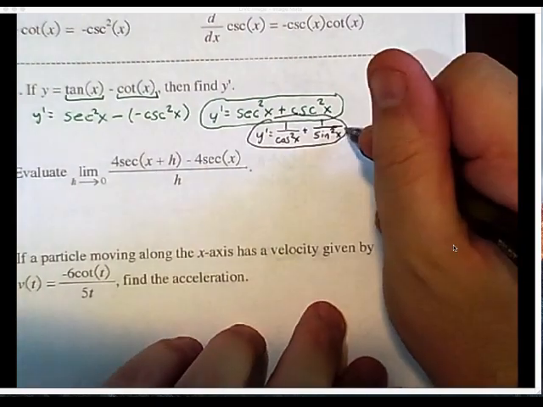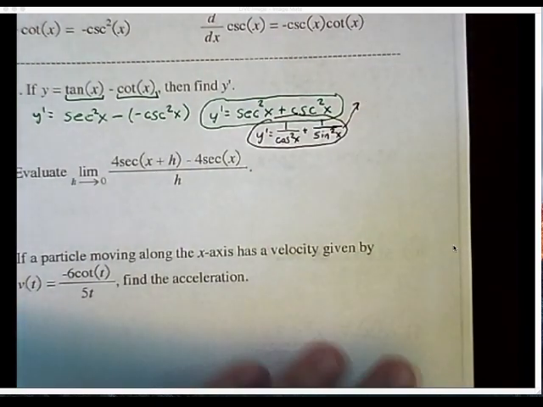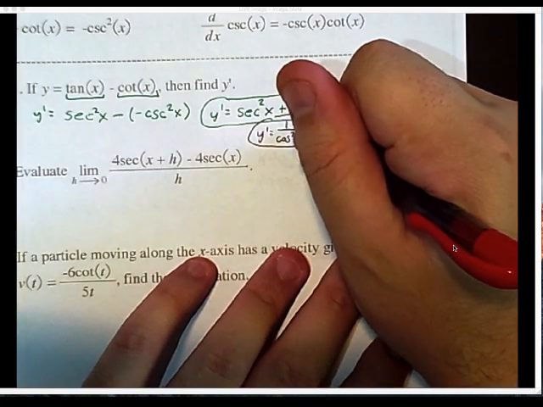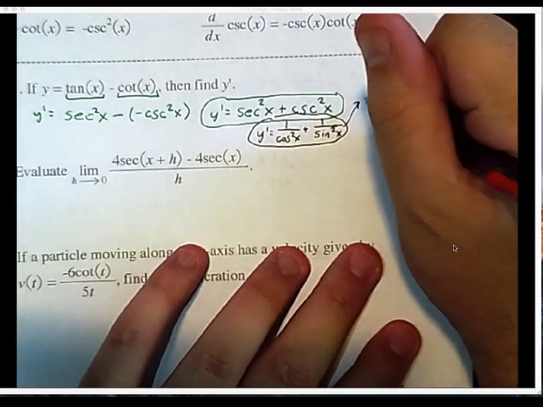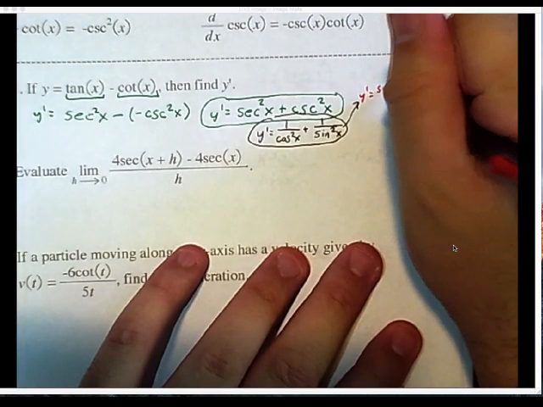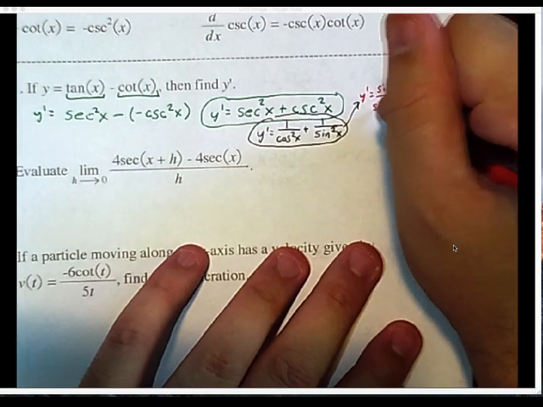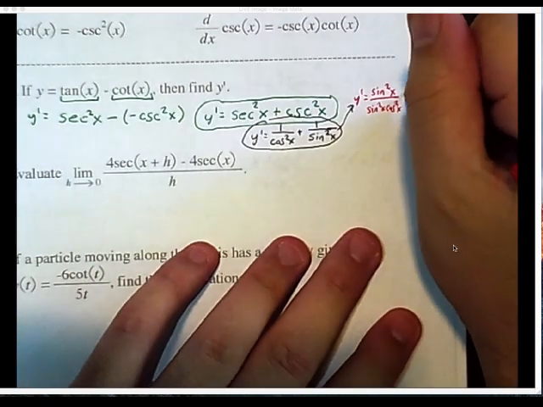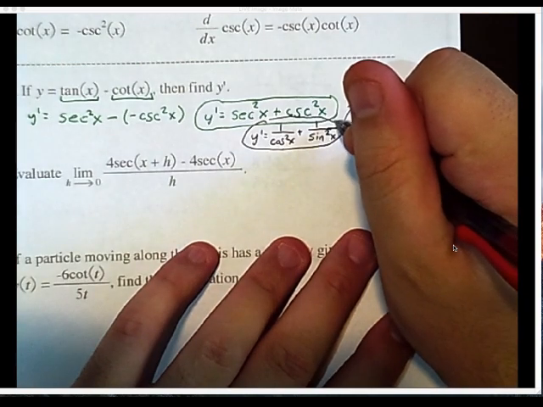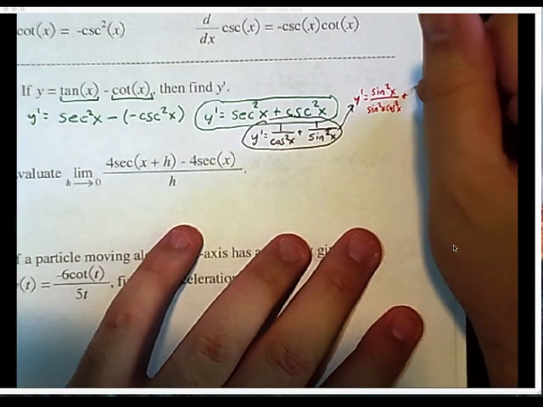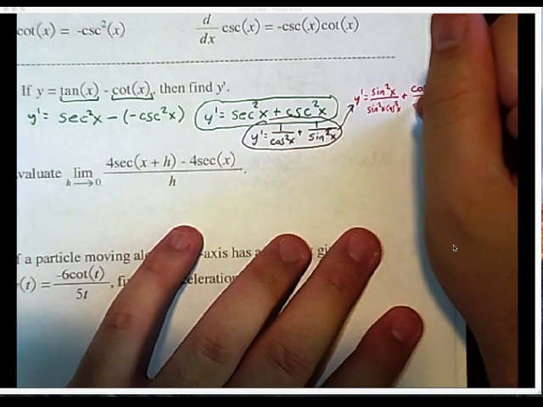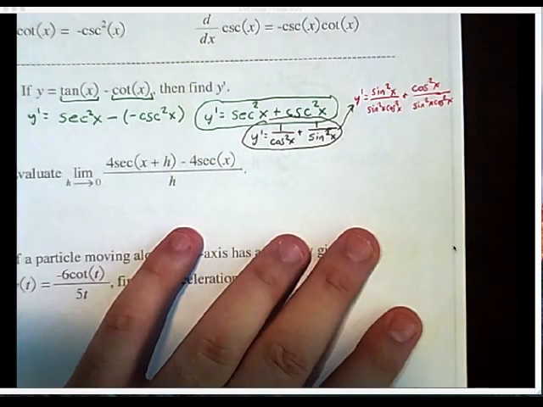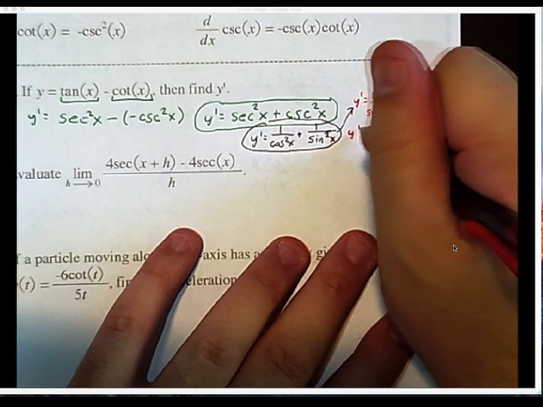Or you could get a common denominator. For the first term, you could multiply by sine squared over sine squared, and you get y prime equals sine squared of x over sine squared of x cosine squared of x, plus, in the second one, you multiply by cosine squared of x over cosine squared of x, and you get cosine squared of x over sine squared of x cosine squared of x. And now you have a common denominator.